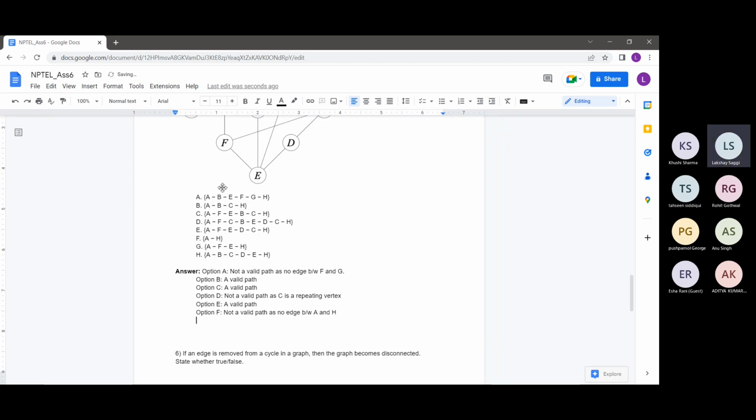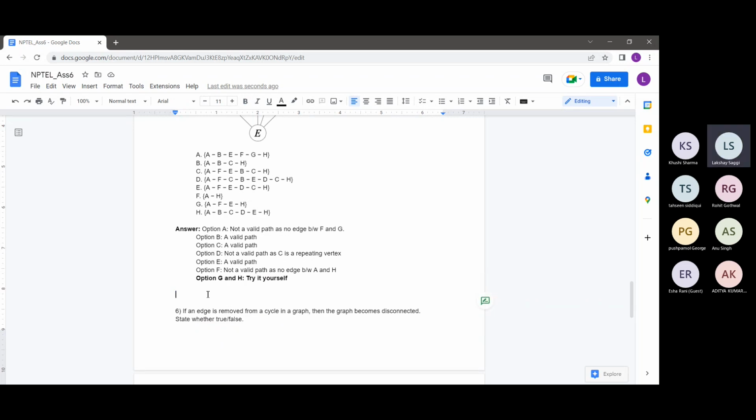Okay, so I guess we have already got these 6 examples. Maybe you can try out yourself for option G and H. Maybe I'll just leave it at that.